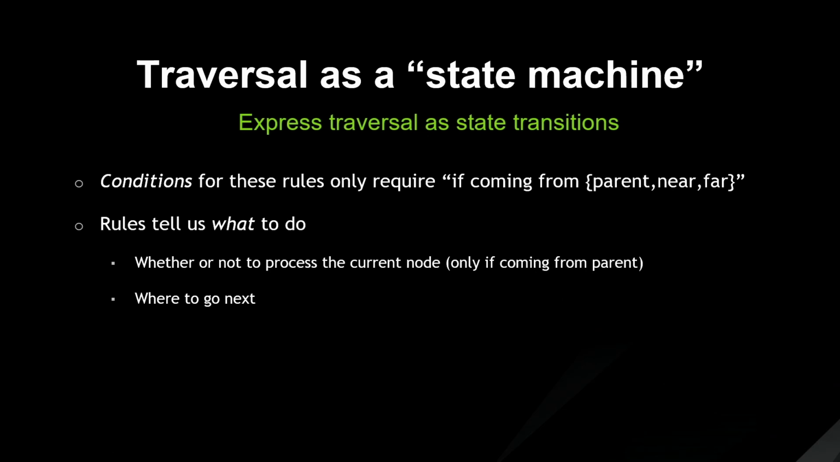Now, for each of these states, we also have a set of rules of what to do. Like, do we need to process the node itself? Yes, only if we came from the parent. Very simple thing, right?